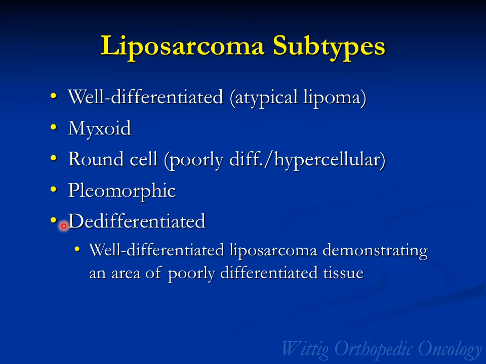Then there's a dedifferentiated form of liposarcoma, where a well-differentiated liposarcoma seems to have undergone an area of dedifferentiation, or where portions of the tumor in different areas have taken on characteristics of a poorly differentiated sarcoma. Okay, and this poorly differentiated area is the area that can metastasize. While it is more aggressive than a low-grade tumor, it tends not to be as aggressive as a pleomorphic liposarcoma.